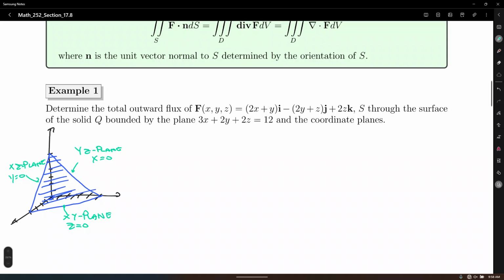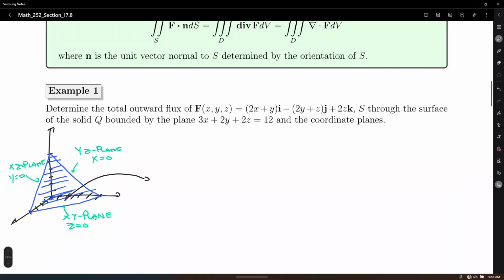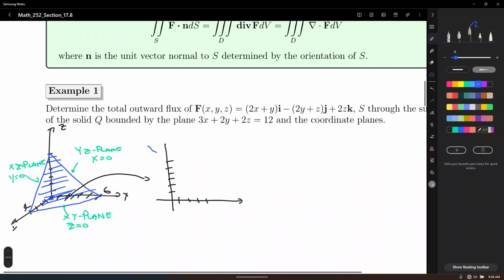What else do we need? Okay, so they're asking us to find the total outward flux. Let's have a look at the projection onto the xy plane. So that's y, that's x, that's z. So that's 6, that's, no, not 3, that's 4. So the diagonal line connecting these intercepts is going to look like this. And it's going to give us the following region of integration, which is two-dimensional, by the way.